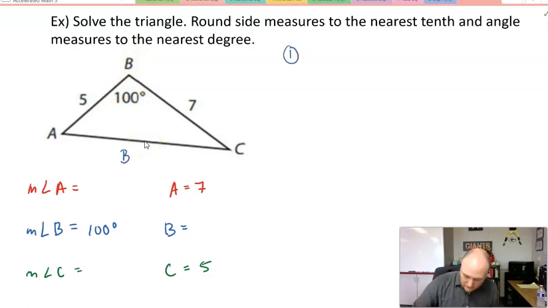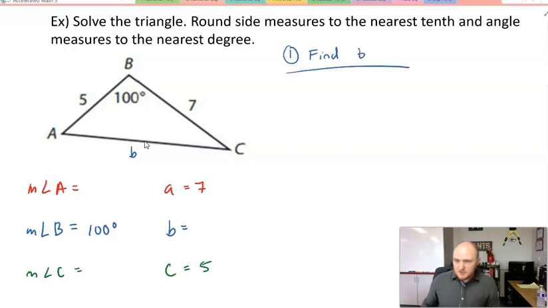I'm going to find, not big B. Did I seriously label these big B's? This is little b. What am I thinking? This is little a. And then that's little c. Believe it. It's little c. Okay, so we're going to find b here.